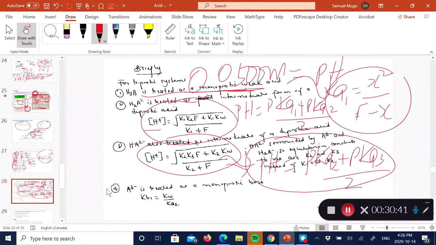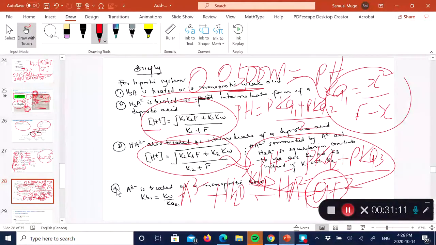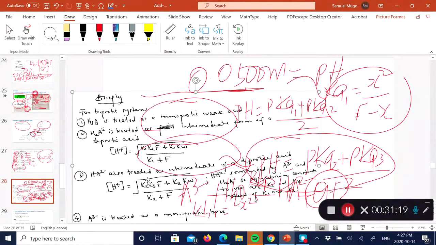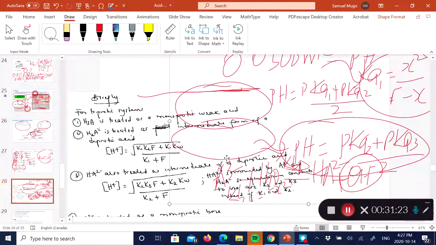And then finally, if at all you've got a fully deprotonated histidine, now you need to treat it as a monoprotic base, because in this case now I've got the A3 minus, meaning the only thing that's predominant is reacting with water, with a Kb1, giving you the HA2 minus plus the hydroxide. Okay, and so whatever that Kb1 is equal to x squared divided by f minus x, and the x in this case, remember guys, is the hydroxide, so you just need to calculate the pOH. So again, if it's a fully deprotonated base, treat it as a monoprotic base to calculate the concentration of the pOH.